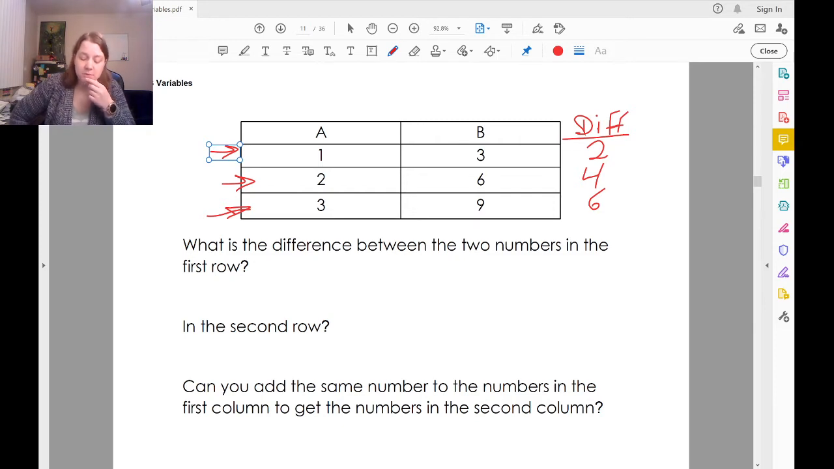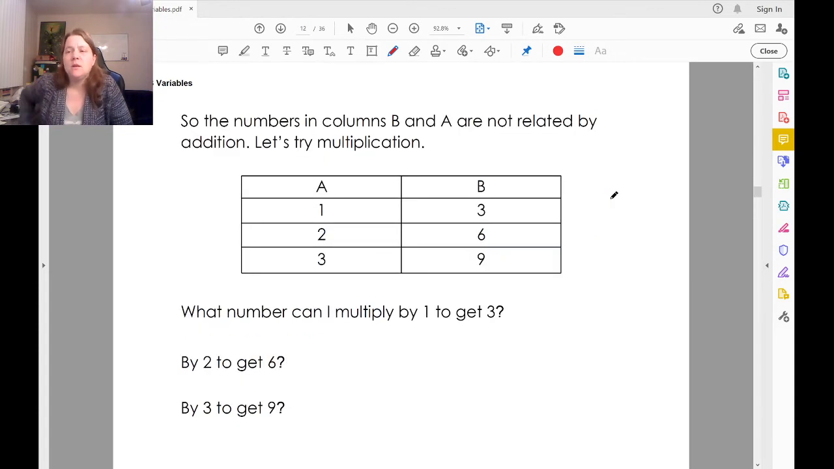So the difference between the numbers is not consistent here, which tells me that I'm not going to be adding or subtracting here. I'm probably going to be doing something else. Since the difference between the numbers is not the same, we won't be adding or subtracting.